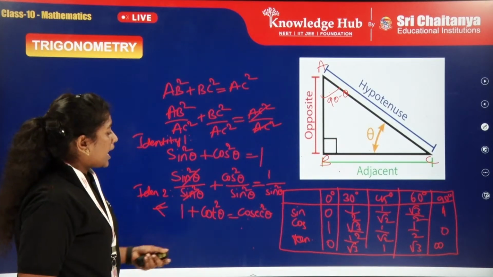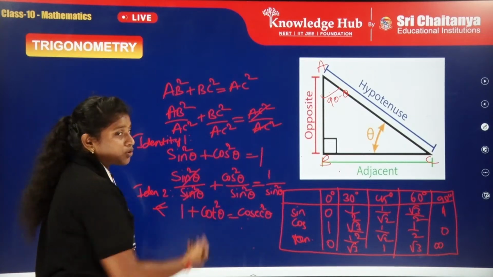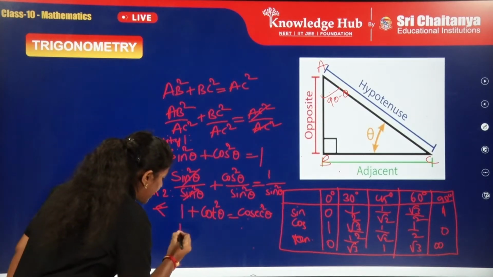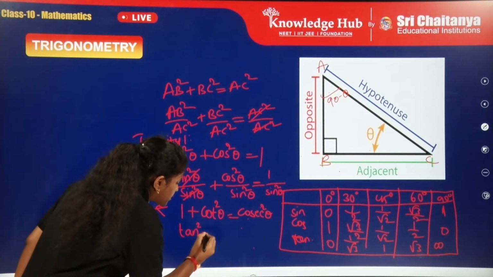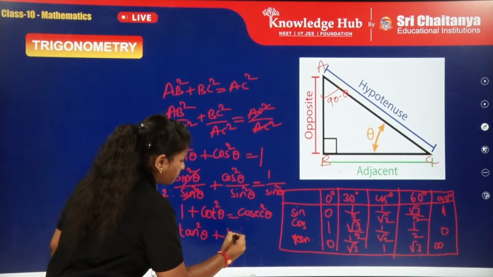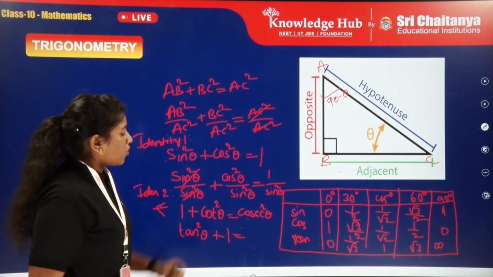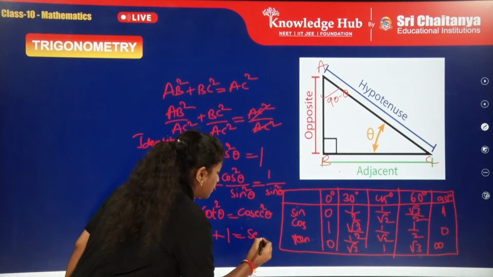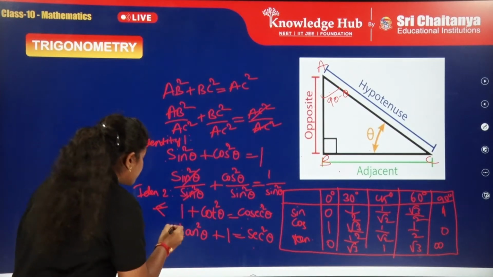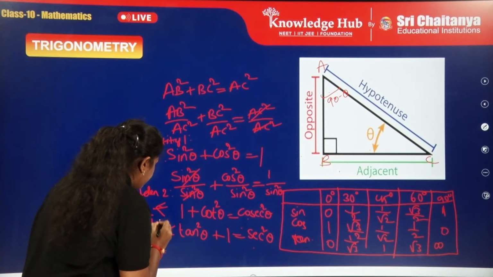Okay. Let's see what will happen to the identity if we divide by cos. If we divide by cos, sin by cos will give you tan. So that will become tan square theta, plus cos by cos will get cancelled. So you will get 1, which equals 1 by cos square, which gives secant. So it will become tan square theta plus 1 equals secant square theta. So this will be your identity 3.